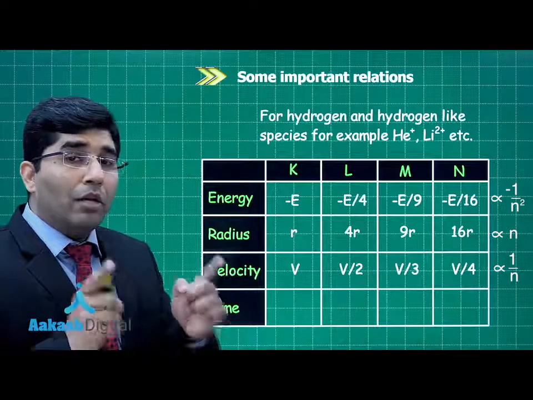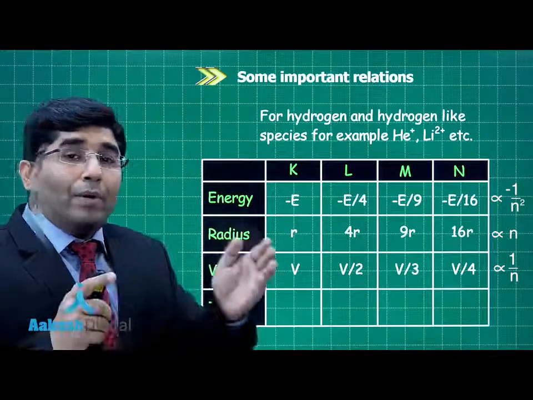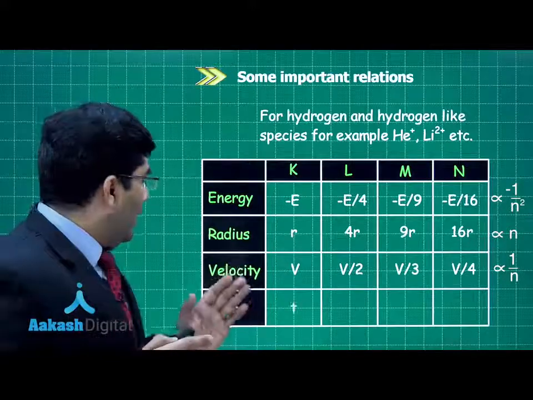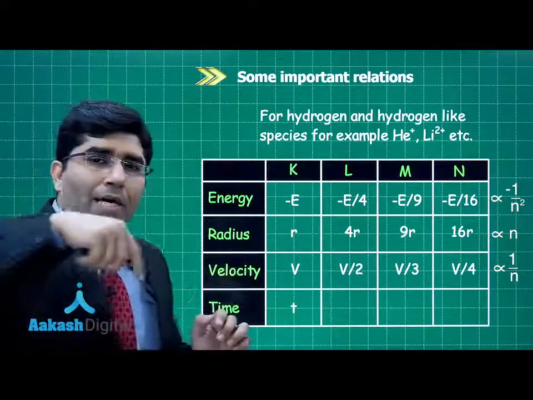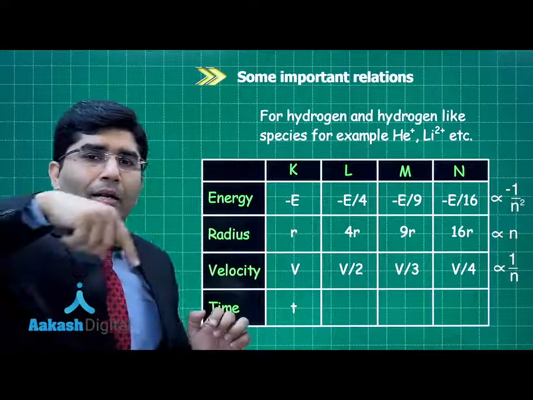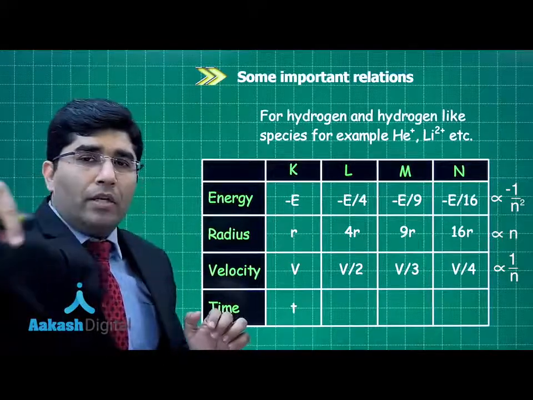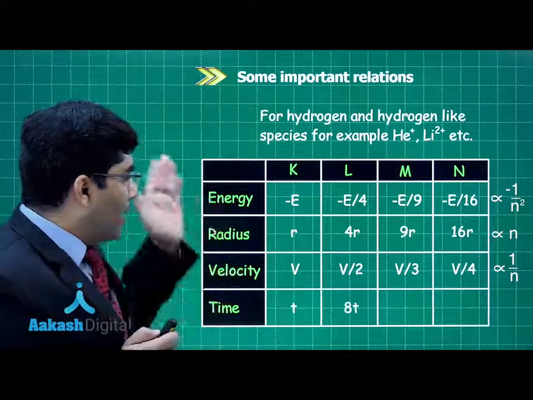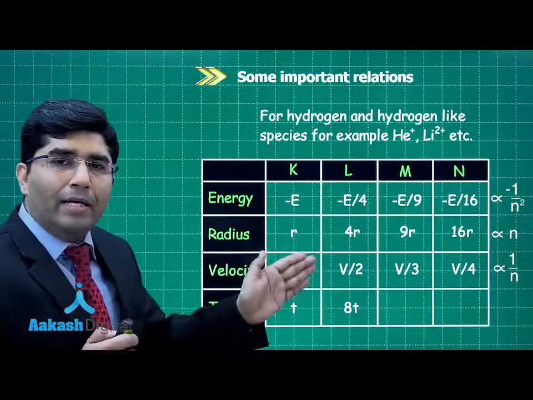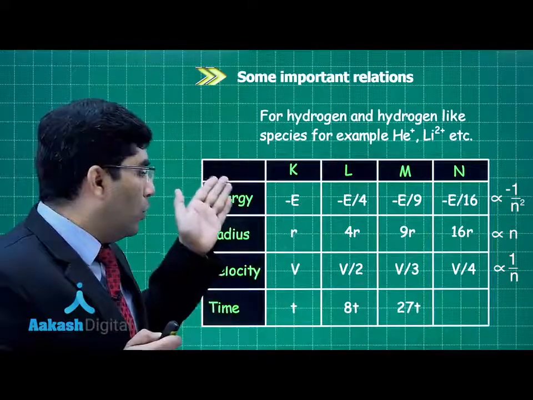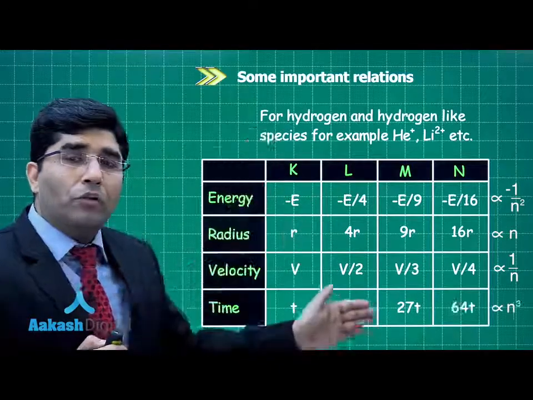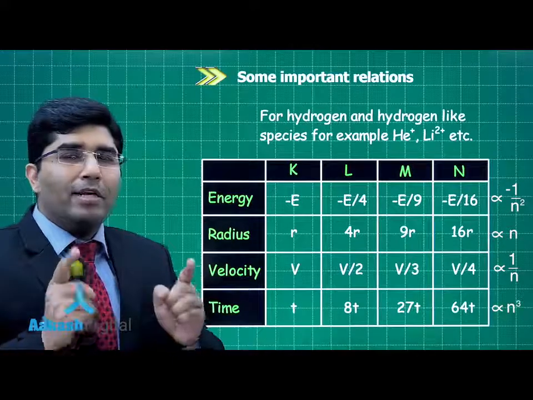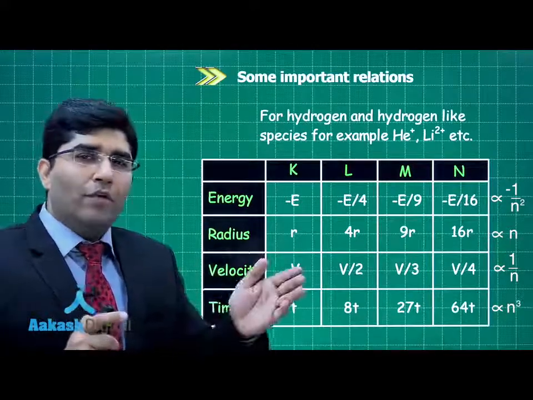And we can find the relation for time also. Time depends on n³. Since it depends on n³, if the time taken by the electron for one revolution in the first shell is t, then in the second shell it will be 8t, in the third shell 27t, and in the fourth shell 64t. So you have to keep these things in mind. Let's solve some numericals.